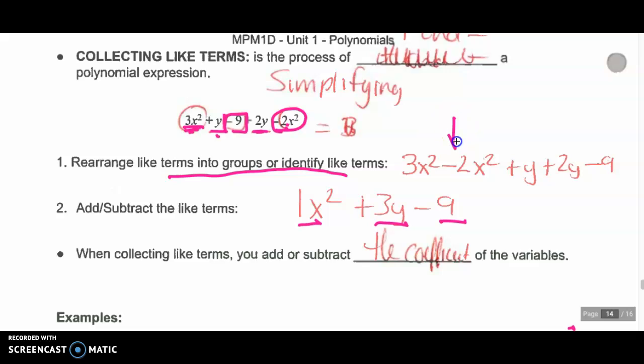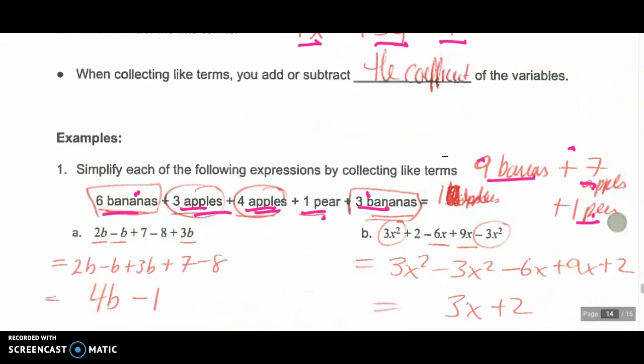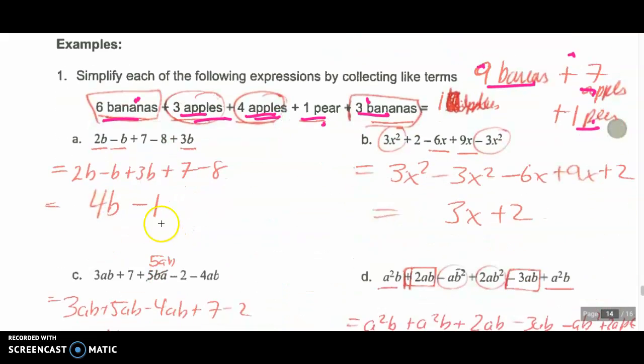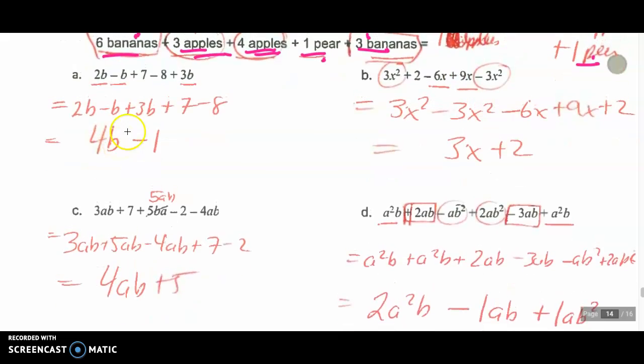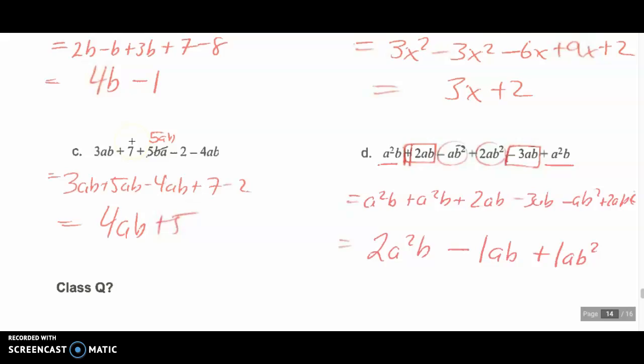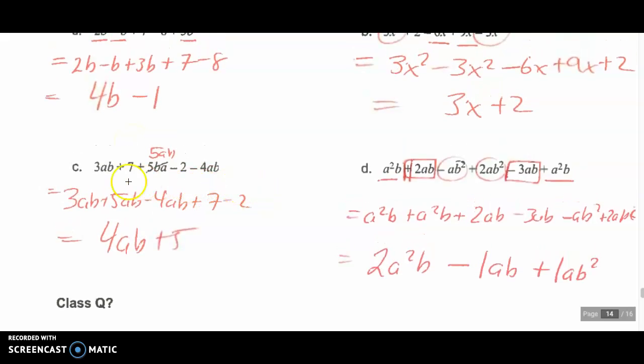Just the reason I don't like it as much is that you can often make a mistake. So you go to rewrite this and you go 3x squared and then you go minus 2x squared and then you forget the minus or you forget the 2 or something like that and then you mess up. But it's totally up to you. This one here I rearranged, put the b's together, put the constants together, and you just figure out how much of each you have.